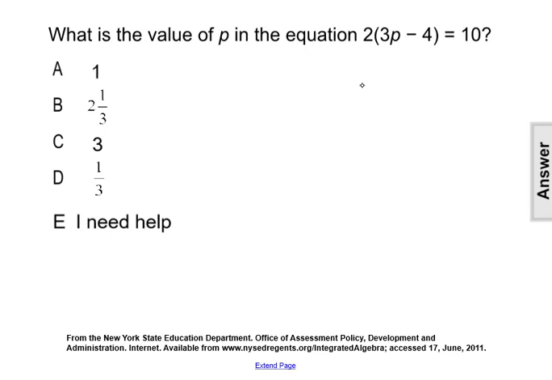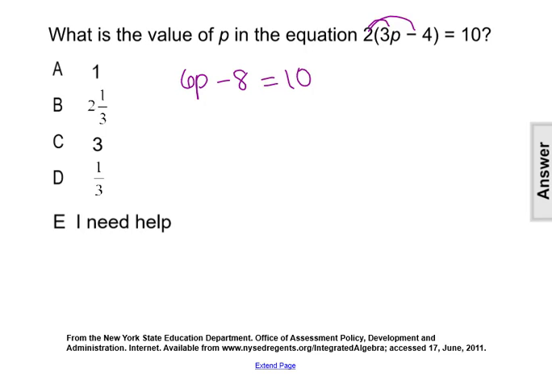The first being the fact that you have parentheses with something on the outside, a factor, we can distribute. We can use the distributive property to rewrite the left side of the equation. So if we do that, it'll be 2 times 3p is 6p, and 2 times negative 4 is negative 8, and that equals 10.